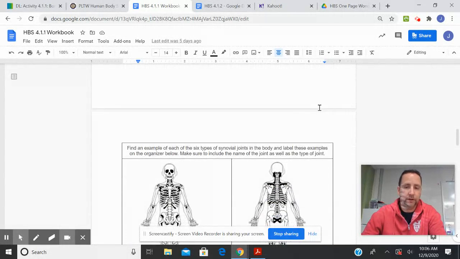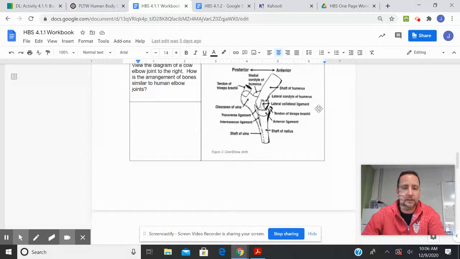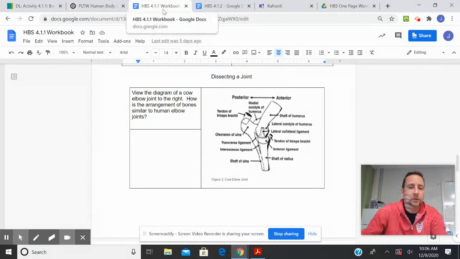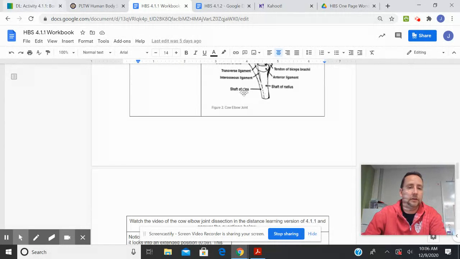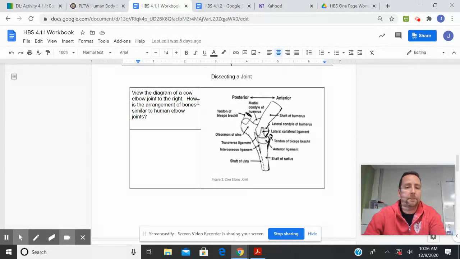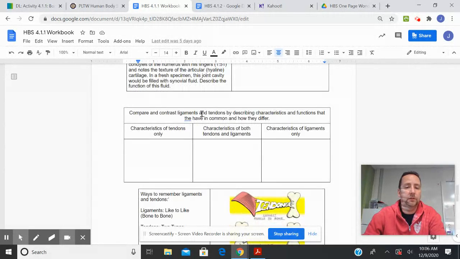And then the dissecting a joint, you'll watch the video, the diagram of it. You may watch the video of it too, that can help and talk about how it's similar to the human elbow.